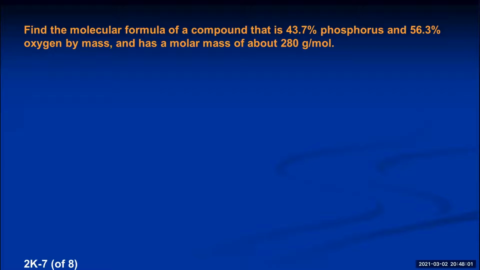We're going to try to find the molecular formula, so not the empirical formula, but the molecular formula of a compound that is 43.7% phosphorus and 56.3% oxygen by mass. And here comes the special bit of information: it has an experimentally determined molar mass of about 280 grams per mole.